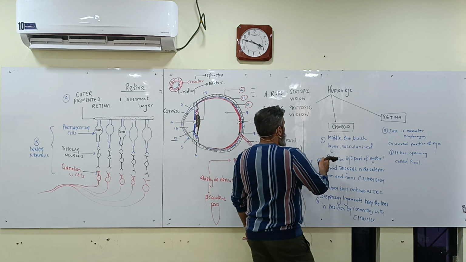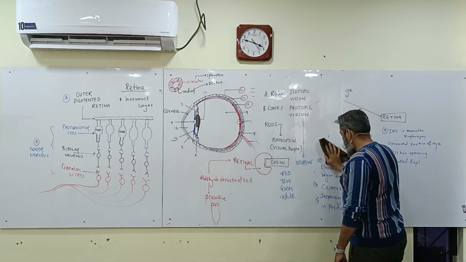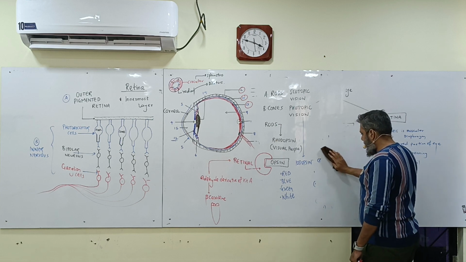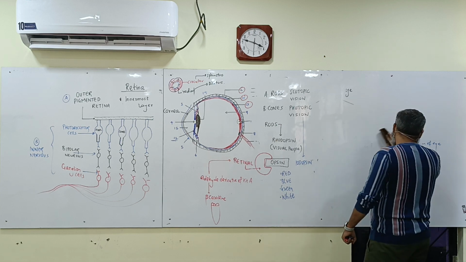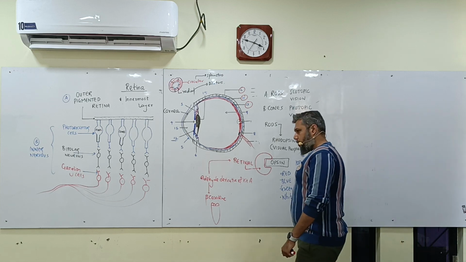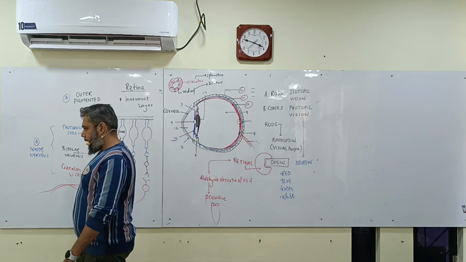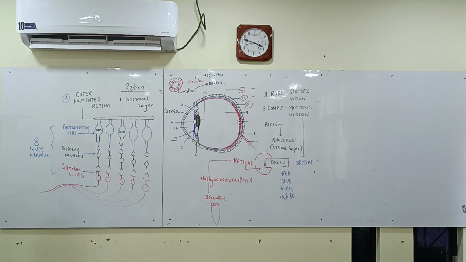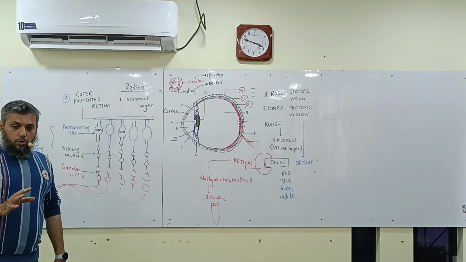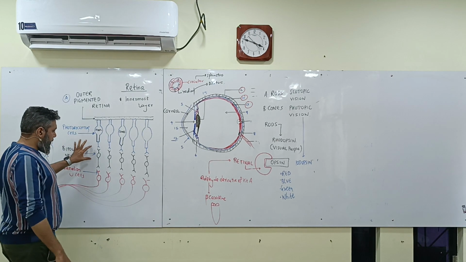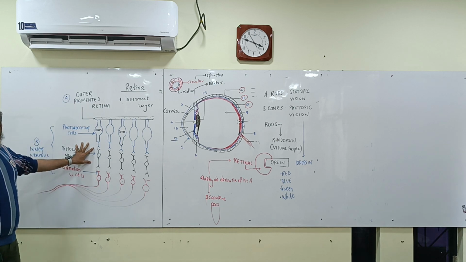Which type of vision do you give? Photopic. कौन सा विजन देते भाई? Photopic. कितने कलर्स के कौन से? तीन. What are they? And when do you see white light? When there is an equal stimulation of all. Got it?